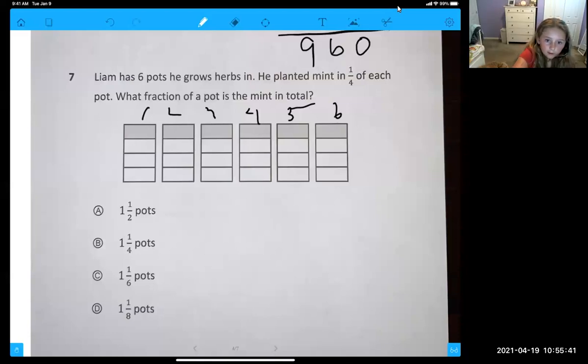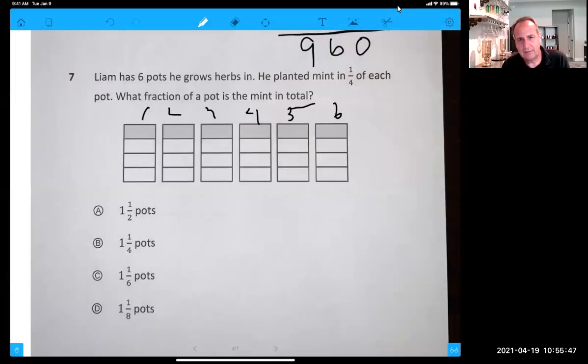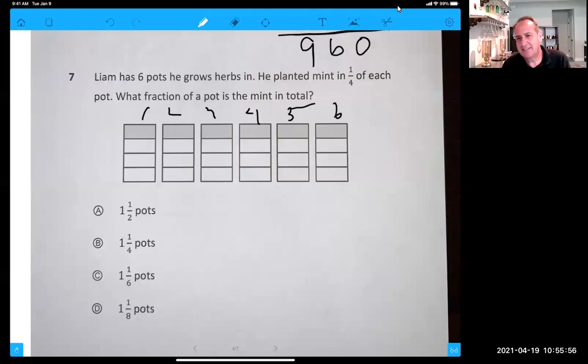Then, well, they have 6. You only need 4 to make up one pot. Right. So right now you can have 1, and then you have 2 more. So 1.5. Yay. Let's look at it. I love the way you did that.